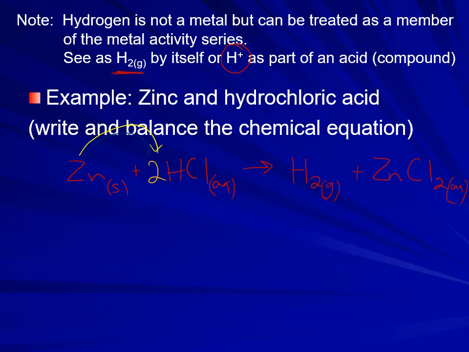So the zinc replacing the hydrogen, and now the hydrogen's by itself, and the zinc is, again, the way it's written, you think it's part of the compound until you remember that it is aqueous, which really means you have zinc ions surrounded by water molecules, and you have 2 chloride ions per zinc ion also surrounded by water molecules.